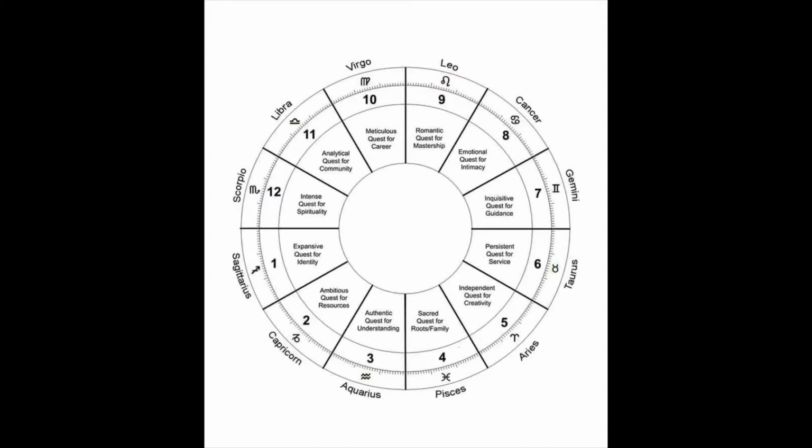So we have Sagittarius in the first house. Then we have Capricorn in the second house, Aquarius in the third. Then we have Pisces in the fourth. Then Aries is in the fifth. In the sixth house, we have Taurus. Gemini is in the seventh house. In the eighth house, we have Cancer. In the ninth house, we have Leo. And Virgo is in the 10th house.